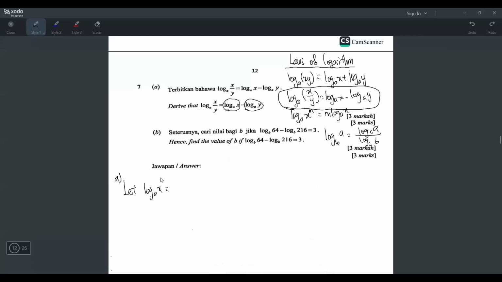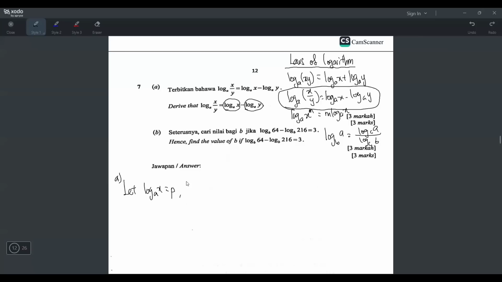The one you can decide. You can put any unknown you want, anything. But don't put a and x, because you will get confused later, because you already have ax here. So you can put any other unknown. Maybe I put p, or you want to put m also can. Just put whatever letter you want.